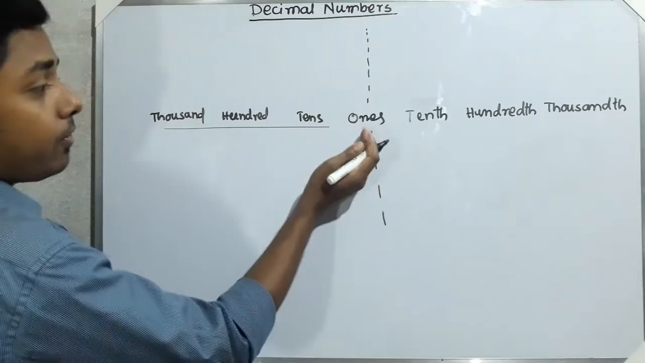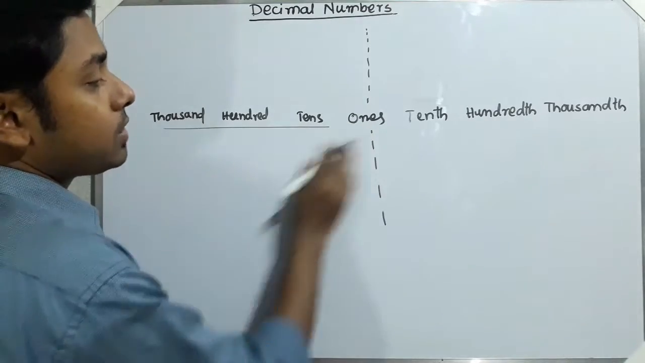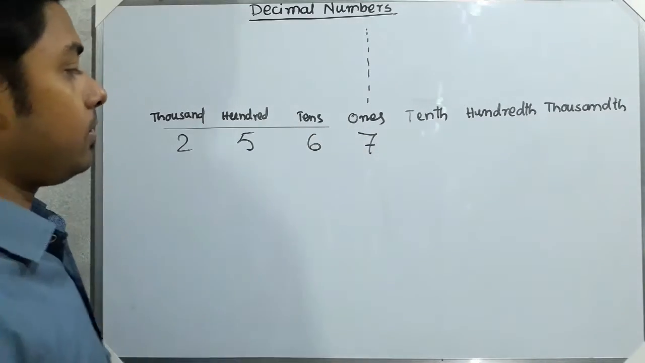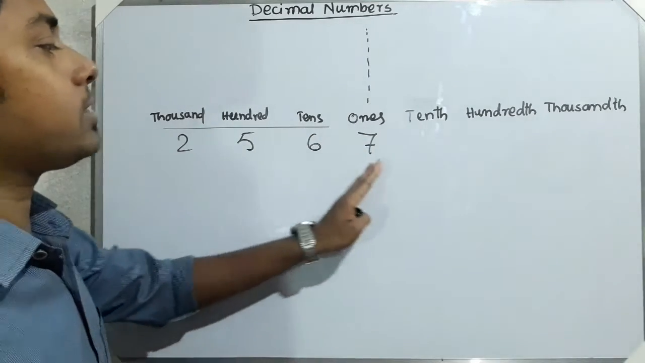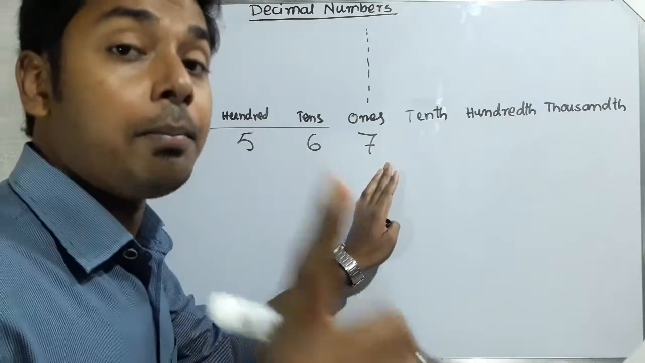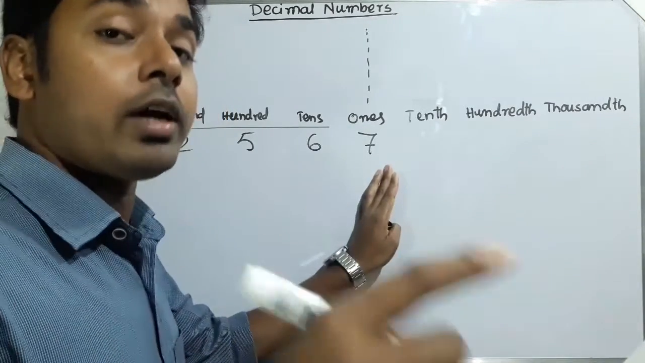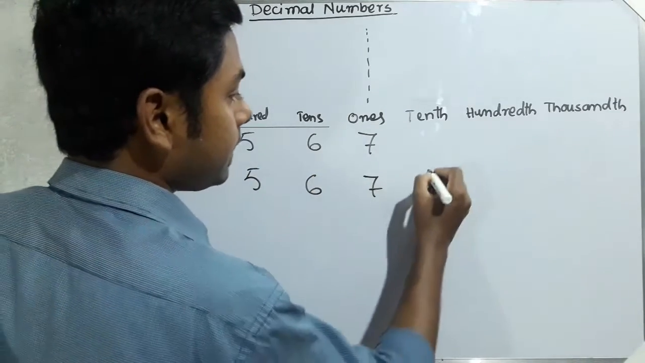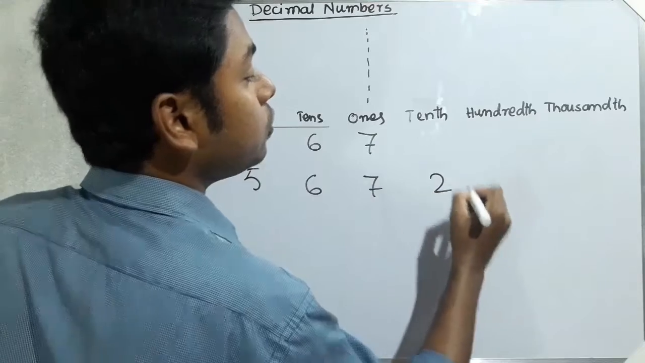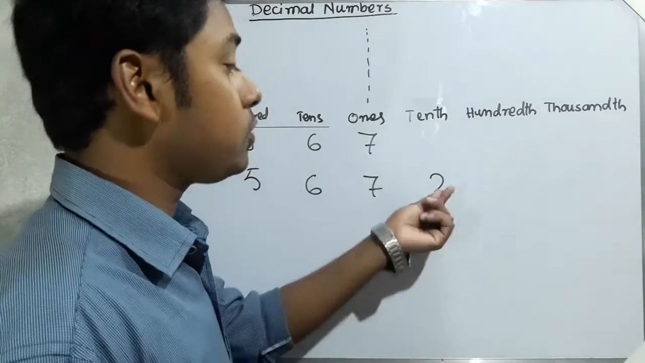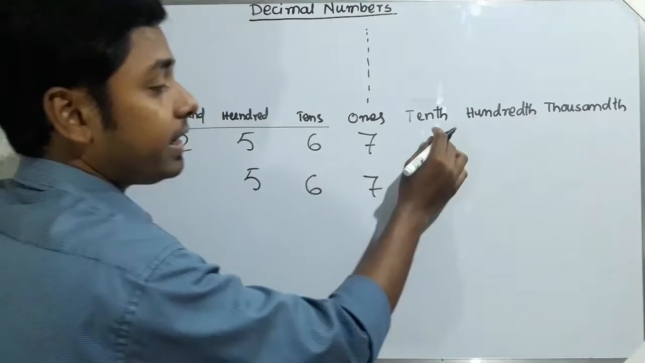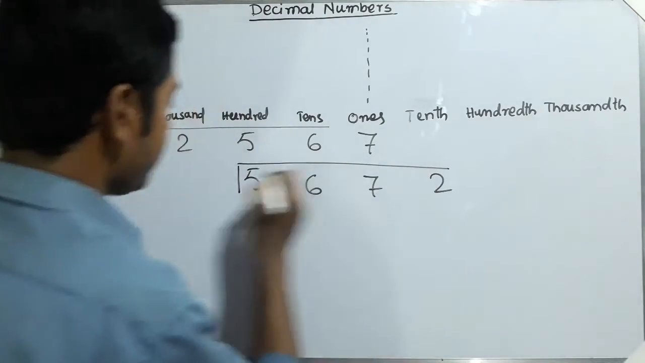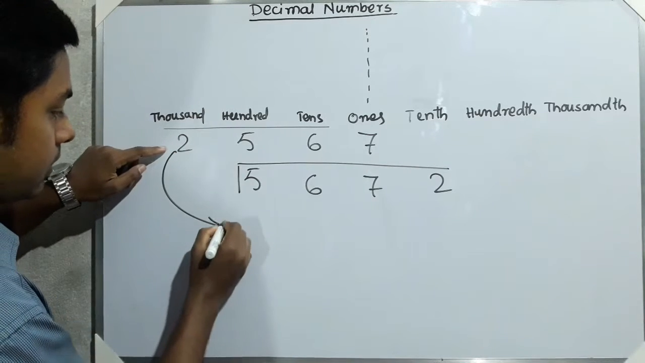Whenever it is a non-decimal number, suppose I'm writing 2, 5, 6, 7. That means 2567. It's a non-decimal number. But if I want to write a decimal number, then how to write? 567, and here suppose 2. So tenth means what? That means actually, first of all write down this number.